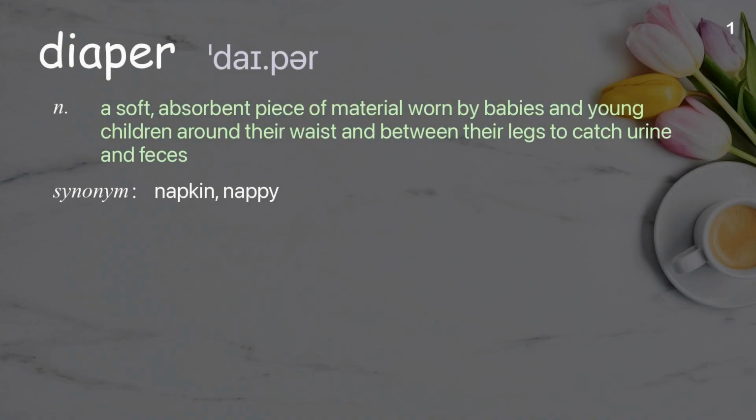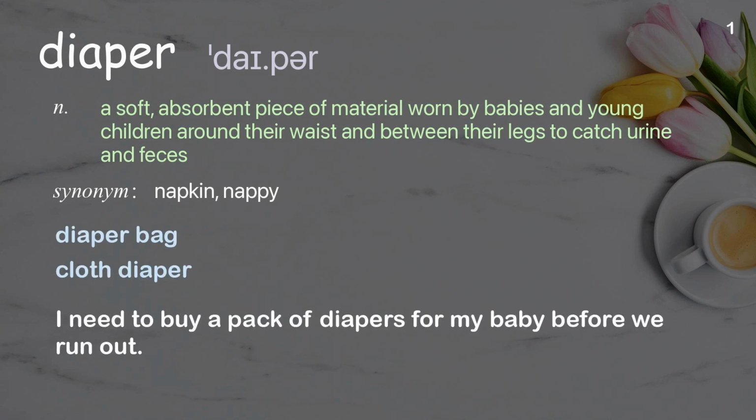Diaper. A soft, absorbent piece of material worn by babies and young children around their waist and between their legs to catch urine and feces. Examples: Diaper bag, cloth diaper. I need to buy a pack of diapers for my baby before we run out.